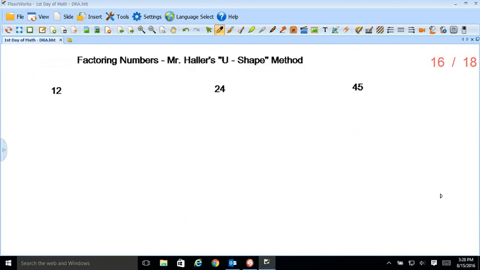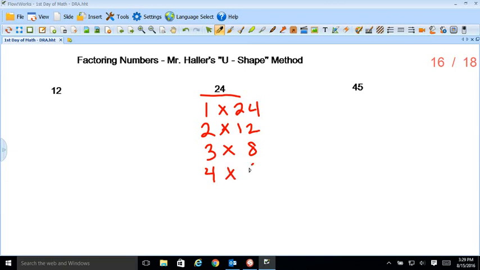Let's look at some more examples. Let's look at the factors of 24. Always start with 1 times the number itself. So 1 times 24. 2, yes, it's even. 2 times 12 is 24. After 2 is 3. Yes, I know my basic facts. 3 times 8 is 24. After 3 is 4. Does 4 work? Yes. Basic facts. 4 times 6 is 24.